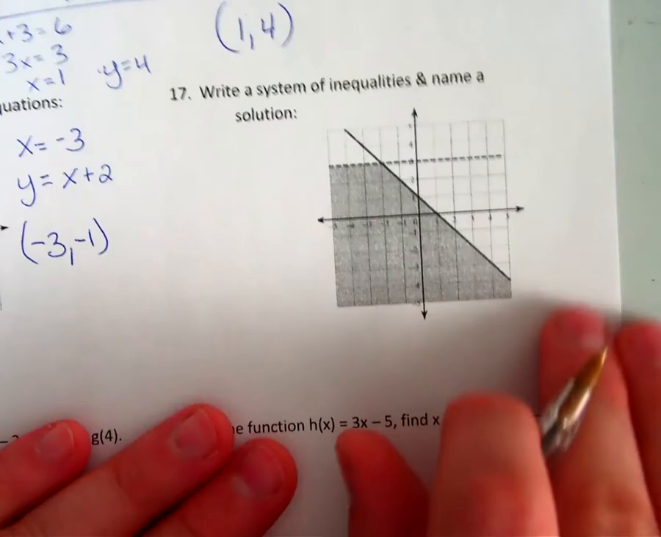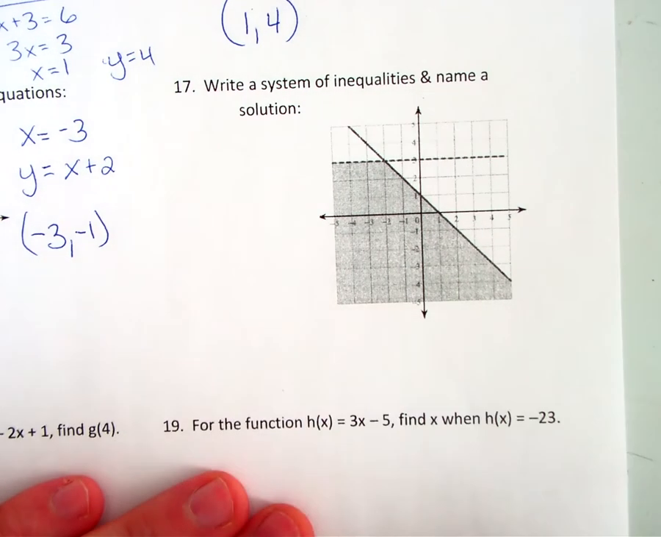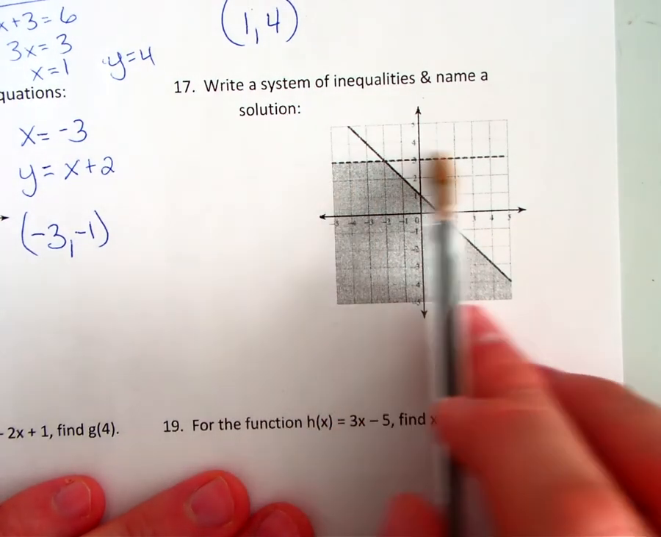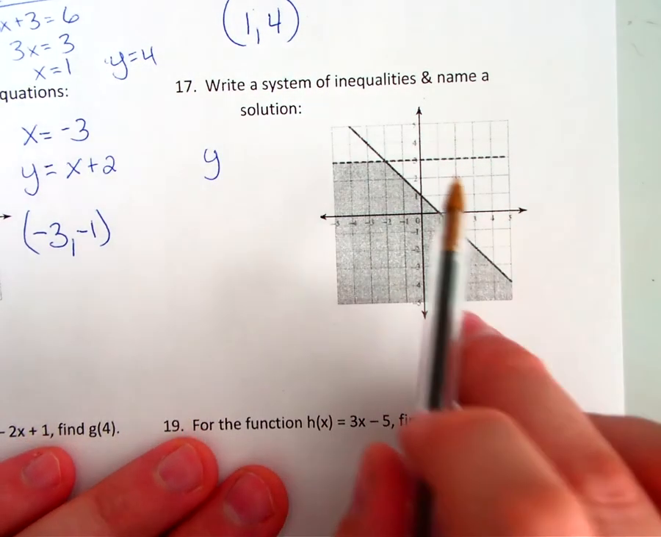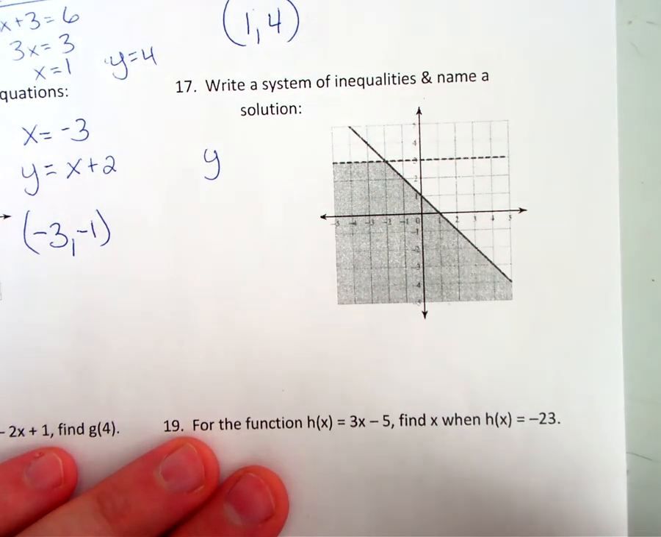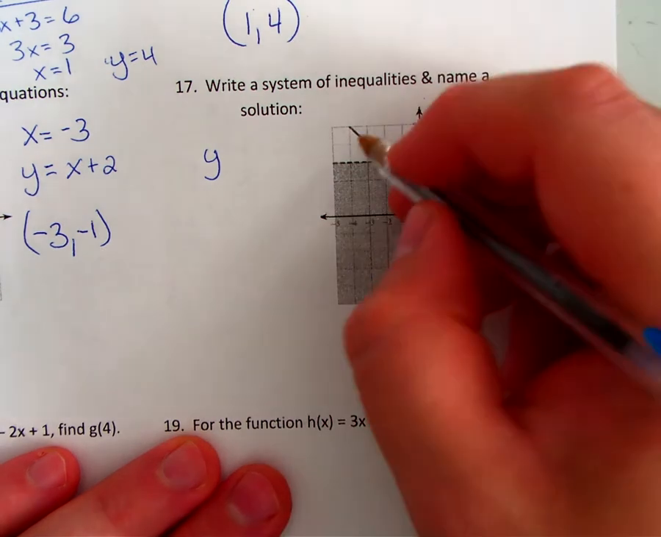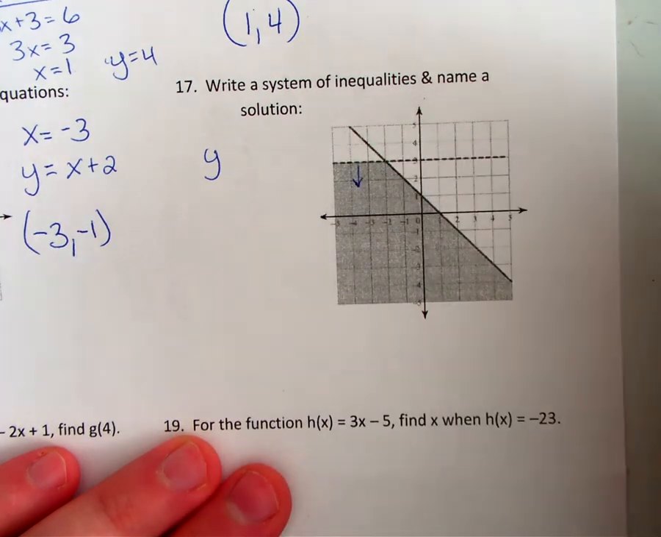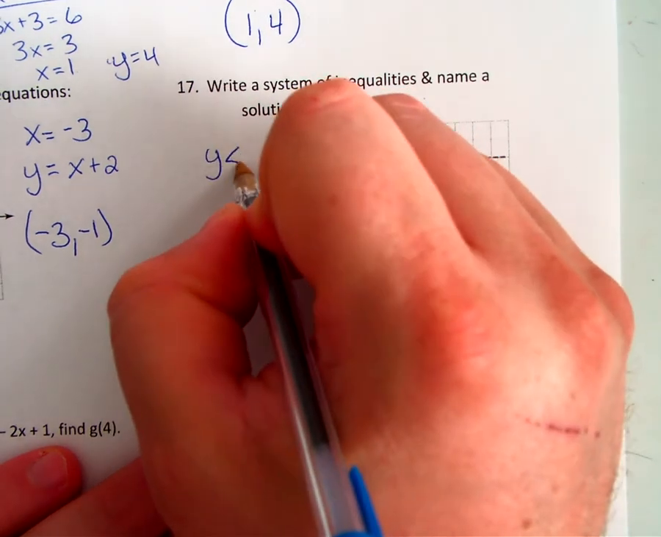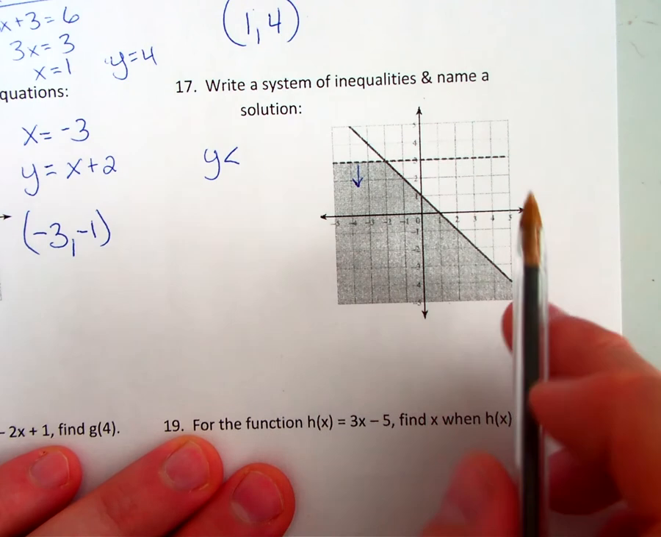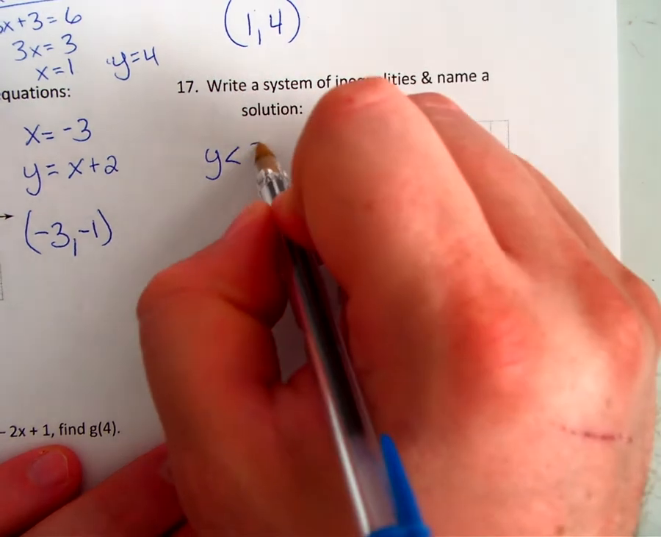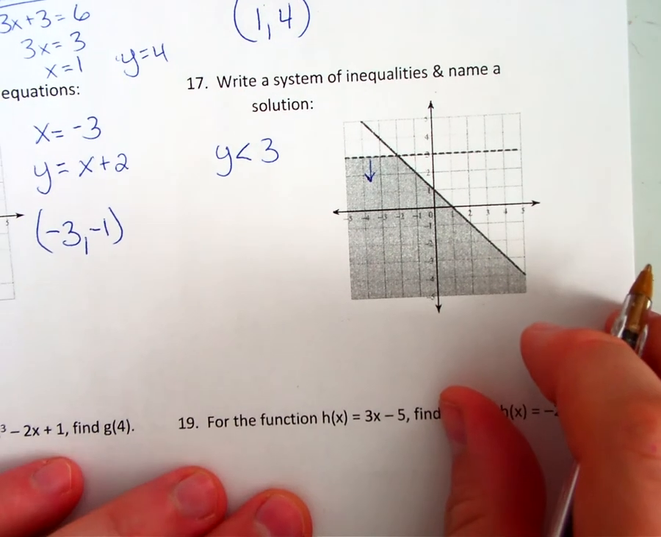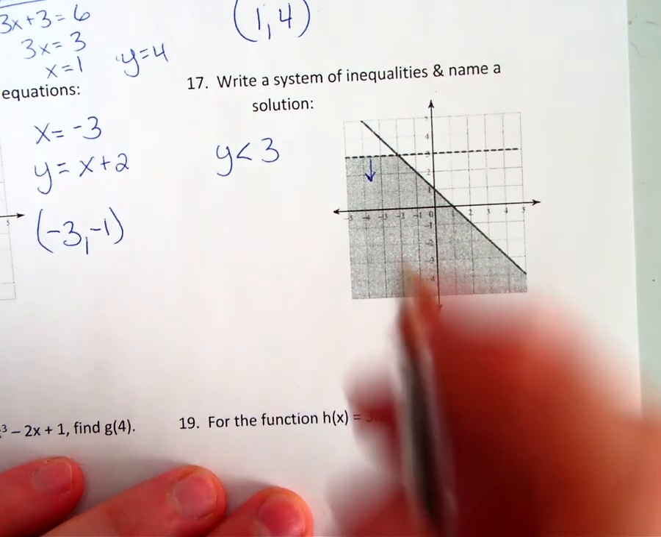Number 17, write a system of inequalities and name the solution. I see a horizontal line, which is a y equals equation. But notice that this horizontal line is dotted, which means I'm going to have a greater than or less than. And it's dotted but shaded below it, so we're going to have a y is less than statement. What value are my y's less than? My y's are less than 3. All right, let's go to the next equation.